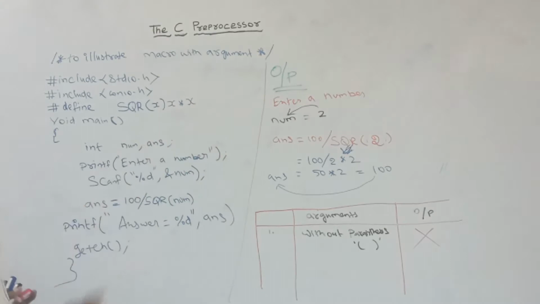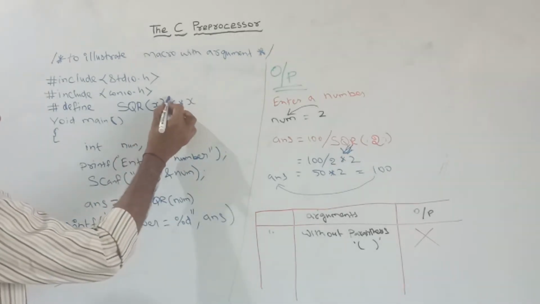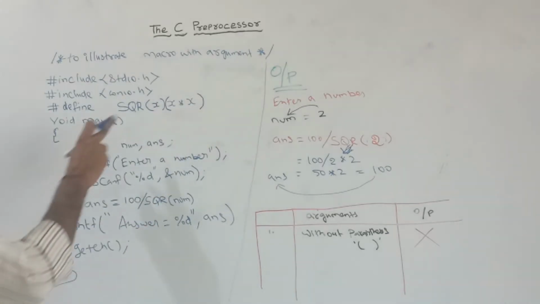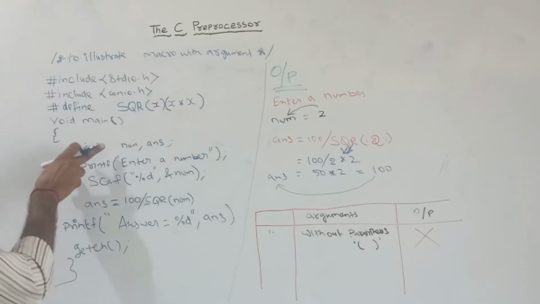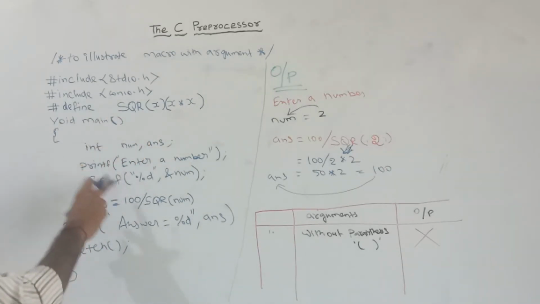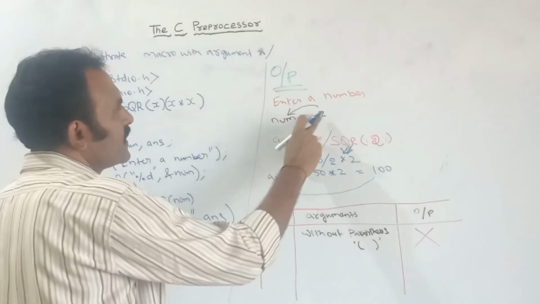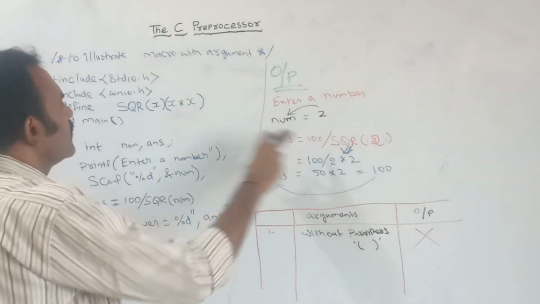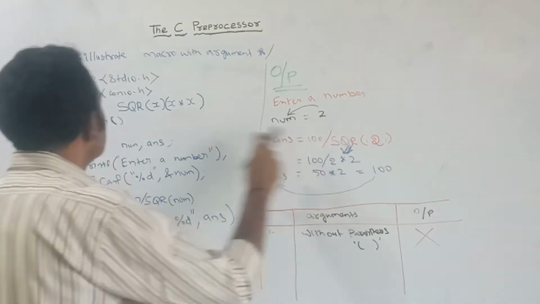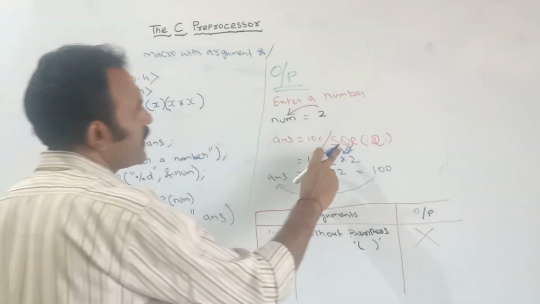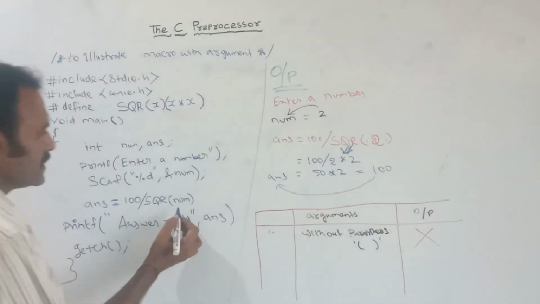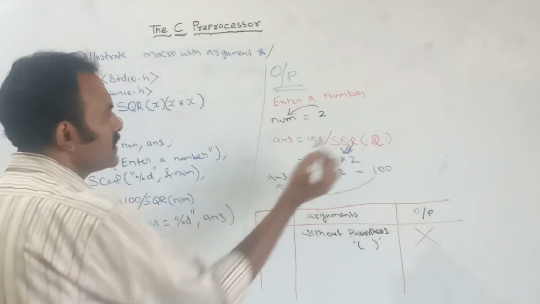See next, suppose here I am using the parenthesis, now let us see how it works. See, at very first, it's the same way. Here it will ask to enter a number. Suppose you are giving 2, let us take the same one. Here answer is equal to 100 divided by this macro name, that macro template is SQR. Inside I am passing this NUM, that is, NUM value is 2, I am passing the 2.